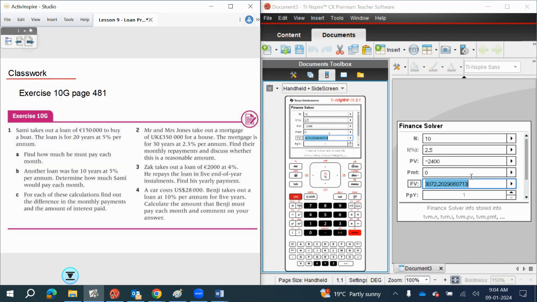That is the end of the course. You need to work with exercise 10G on page 481 for homework, and then that is it. Thank you so much. 10 out of 10. Great lesson, 5 stars.